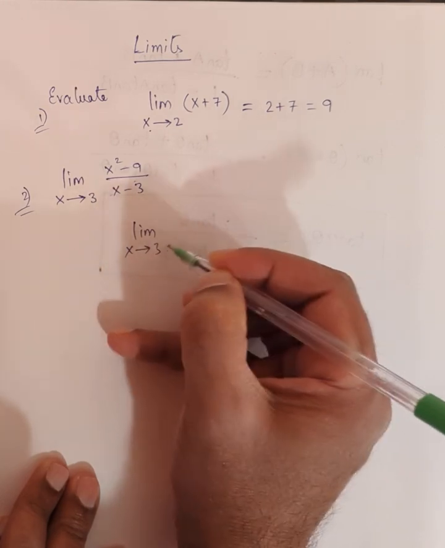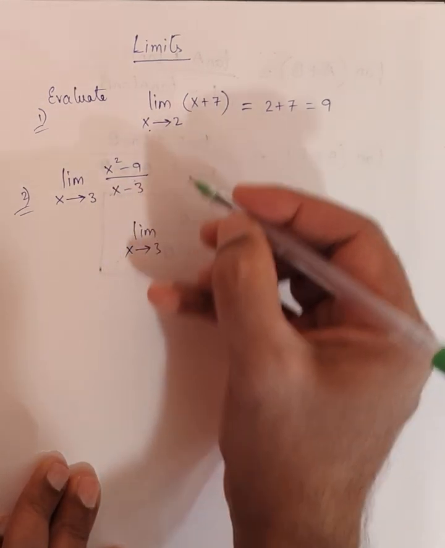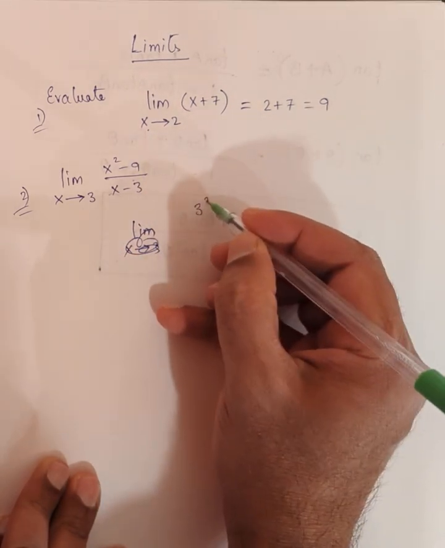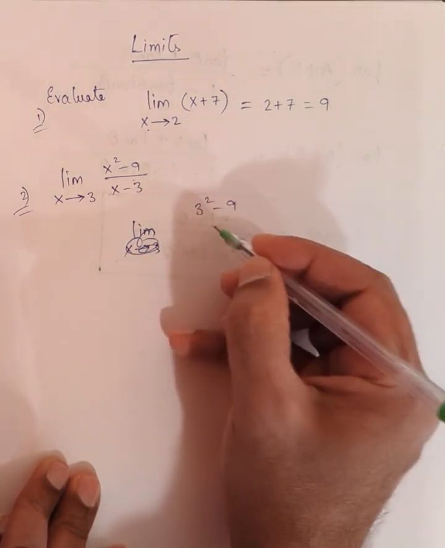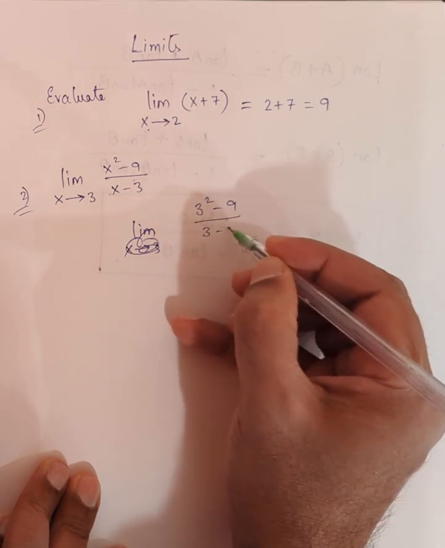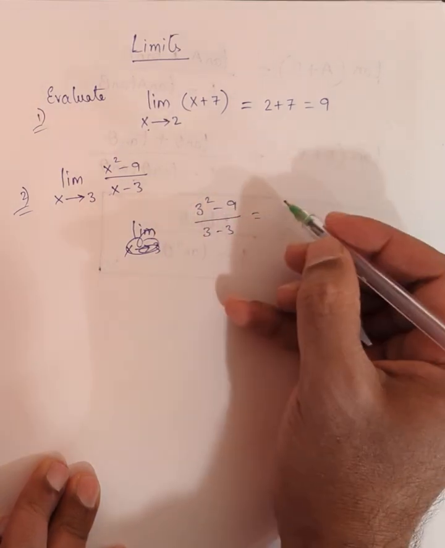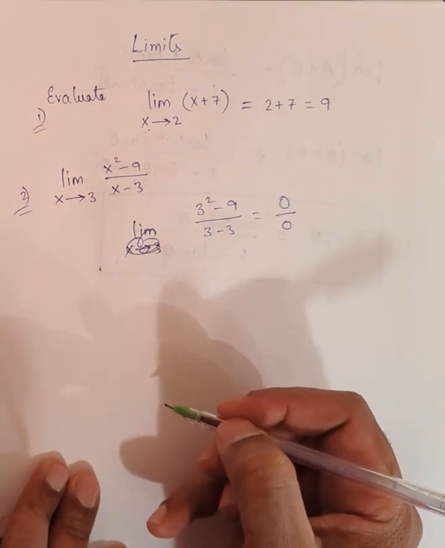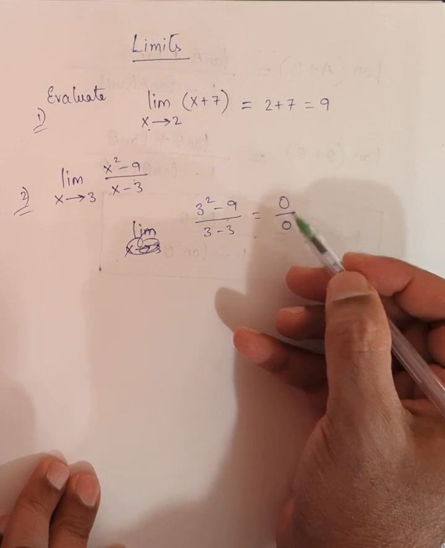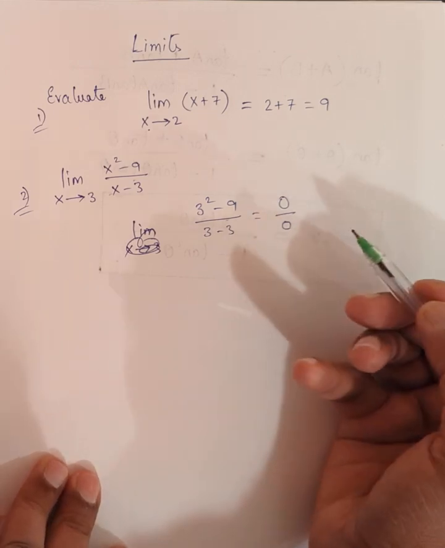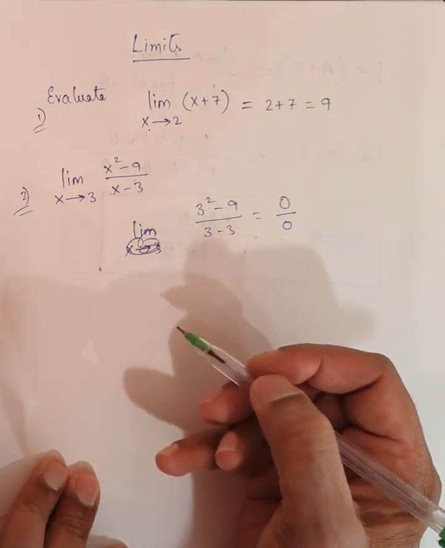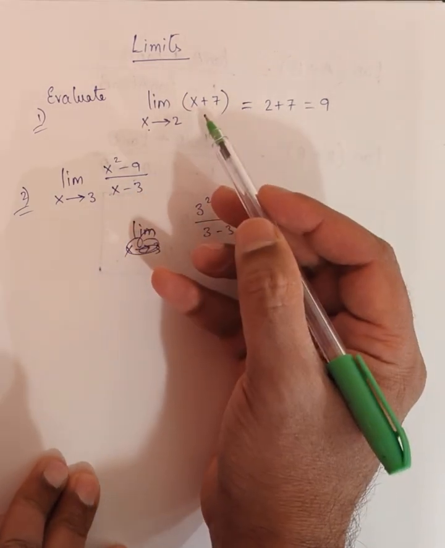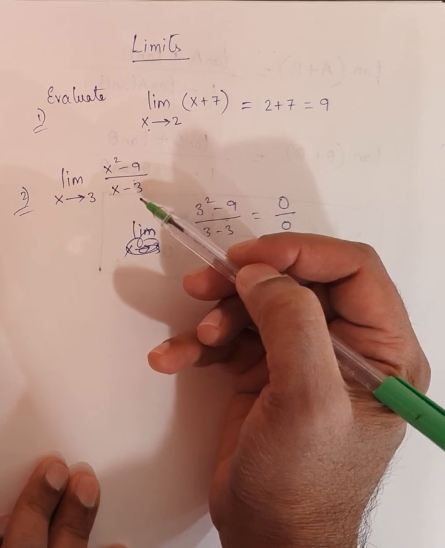Limit x approaches 3, 3 squared minus 9 over 3 minus 3. And this happens to be 9 minus 9, 0 over 0. Now, that cannot be our answer, because 0 over 0 is something that's not a number. Which means plugging x equal to 3 did not work here. It worked there. What was the reason?